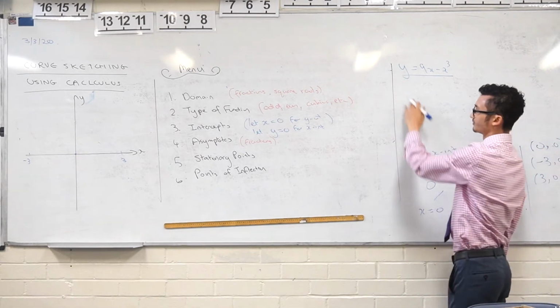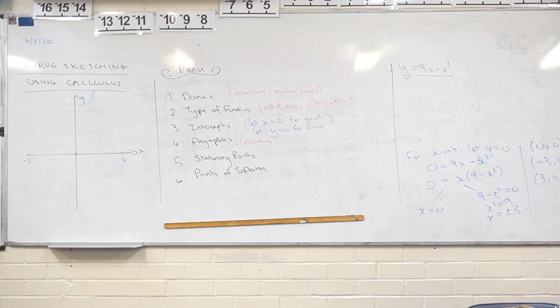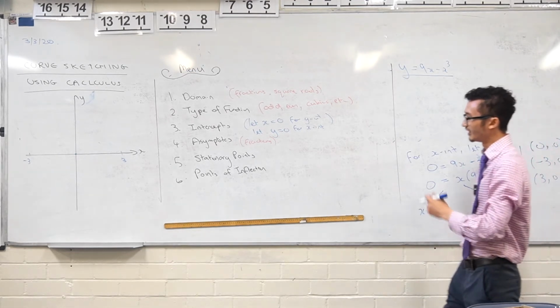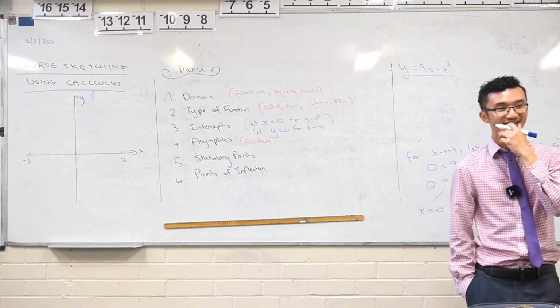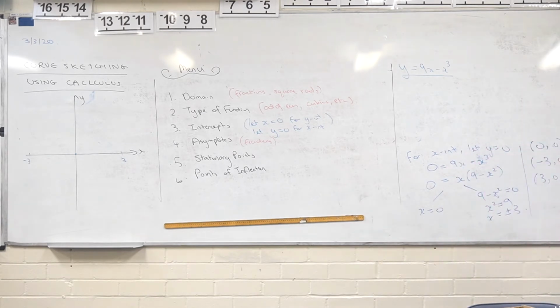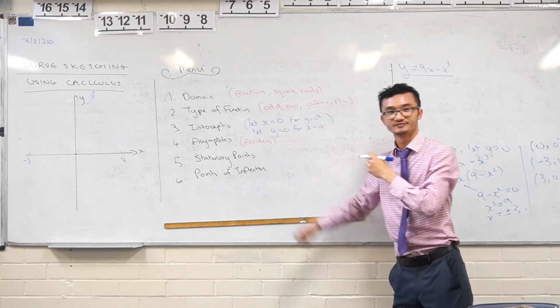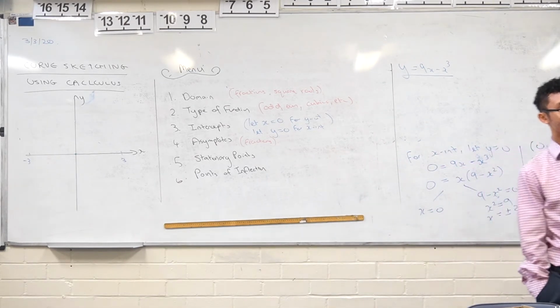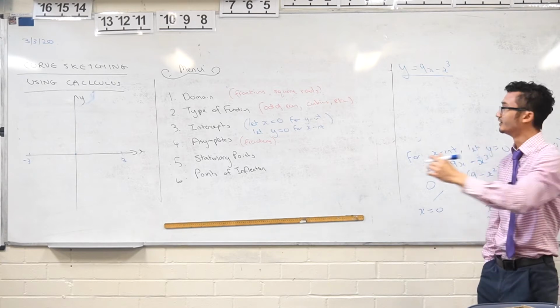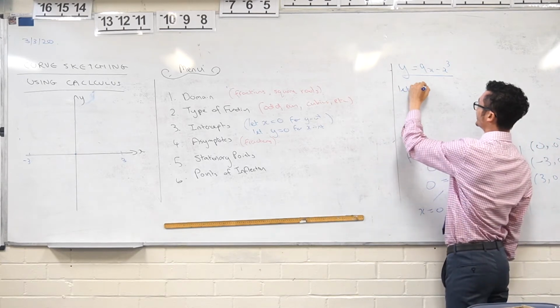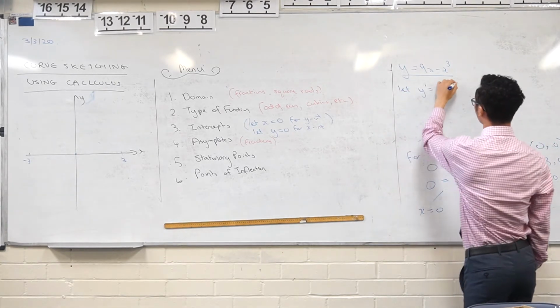Find any turning points. Find any points of inflection. Sketch y equals the function. So how do we find turning points? What is a stationary point? Yeah, when the gradient is 0, so you have to take the derivative. So we let y dash equal to 0. This is for stationary points.